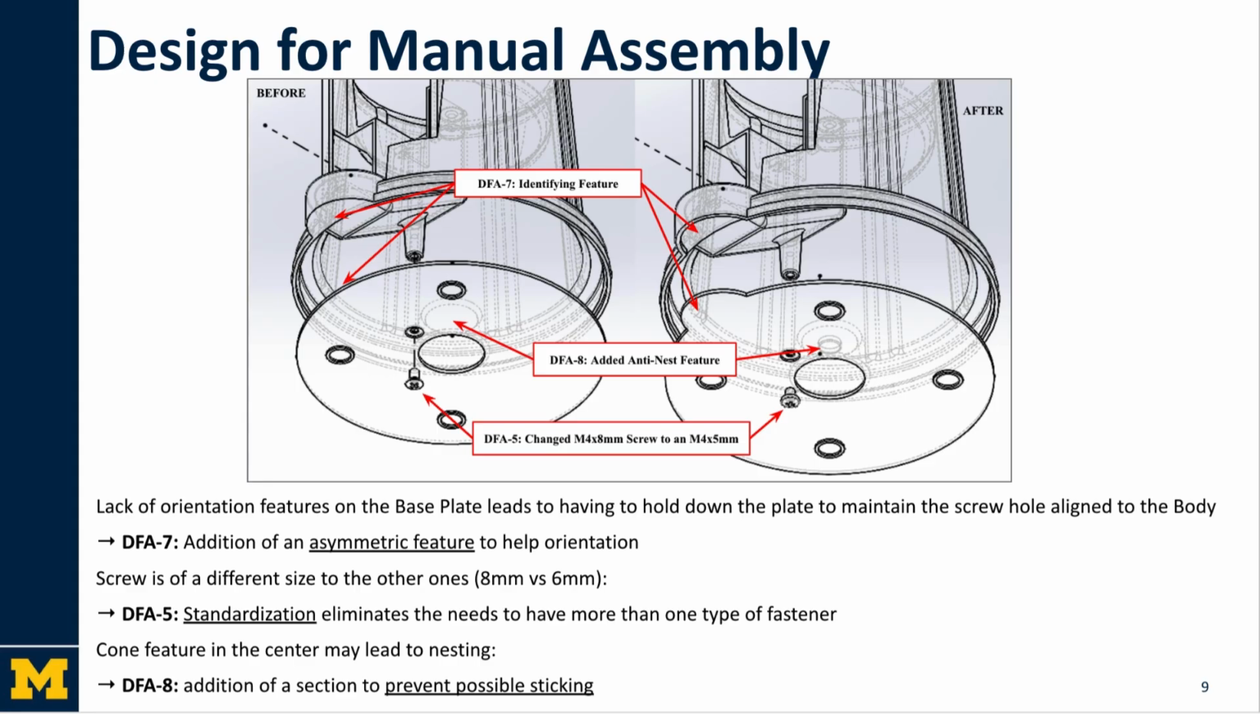The baseplate initially lacked orientation features, so it had to be held in place to keep the screw hole aligned with the one in the body. To fix this, we added an asymmetric orientation feature, following DfA 7, which lets the plate self-align and reduces handling time. The original screw was an M4 8mm long fastener, different from the other 6mm screws used. Standardizing all screws to be 6mm long, as per DfA 5, reduces fastener variety and simplifies the assembly.